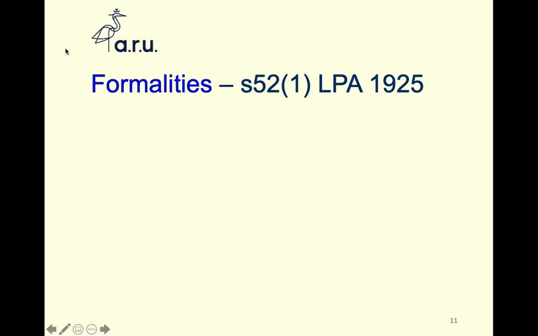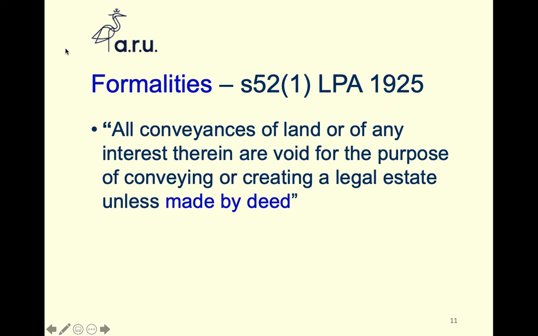The formalities are listed under Section 52(1) of the Law of Property Act 1925. And any legal estate, and we know now that there are two, fee simple absolute in possession and the term of years absolute, should be made by deed. So all sales of land or the passing of any interest, any kind of estate that is legal in nature, has to be made by deed.